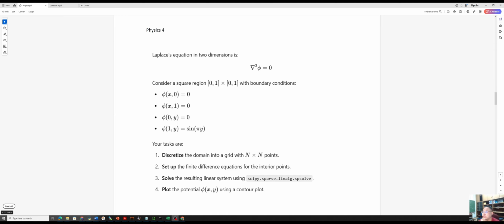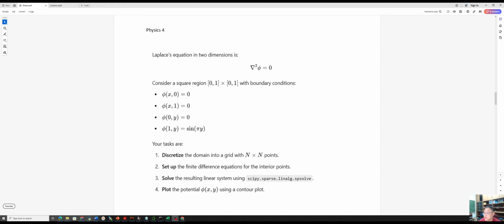So let's look at question number 4. We did a 1D Laplace equation. Now we are going to look at the 2-dimensional Laplace equation where the second derivative is equal to 0. Consider a square region of [0, 1] by [0, 1] with this boundary condition.